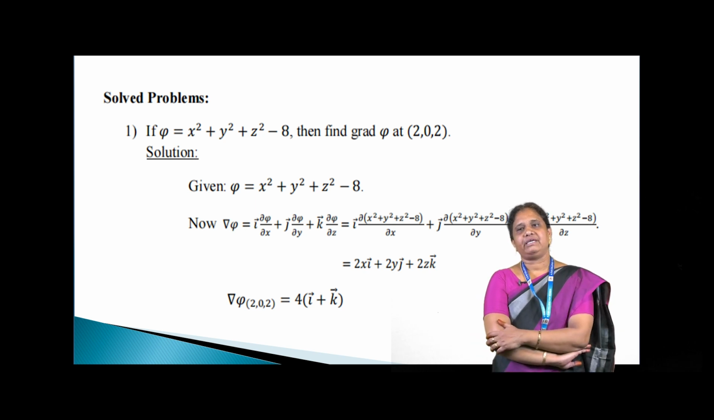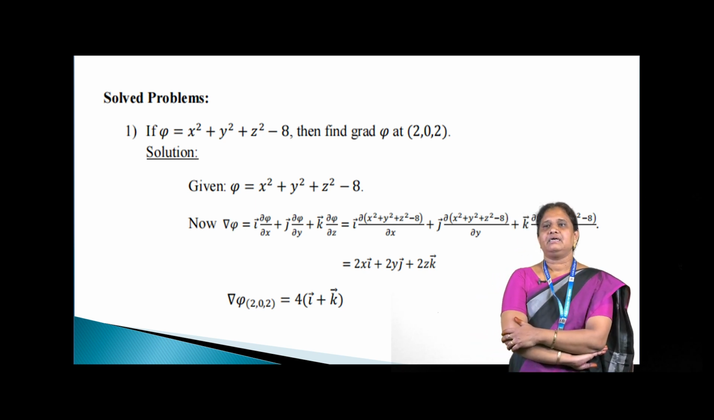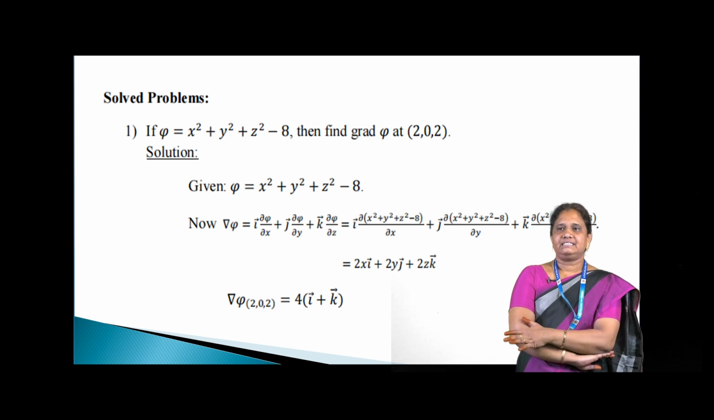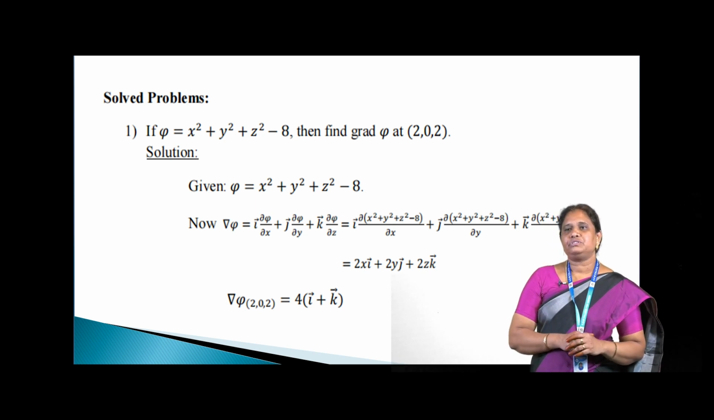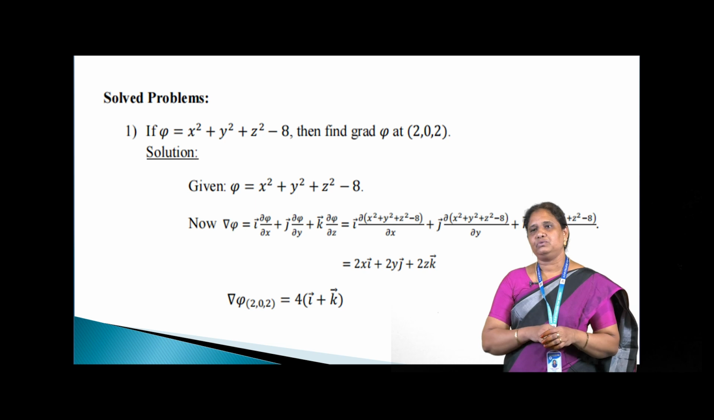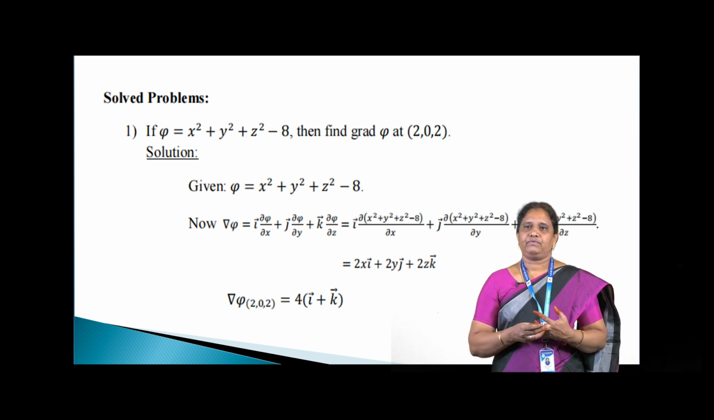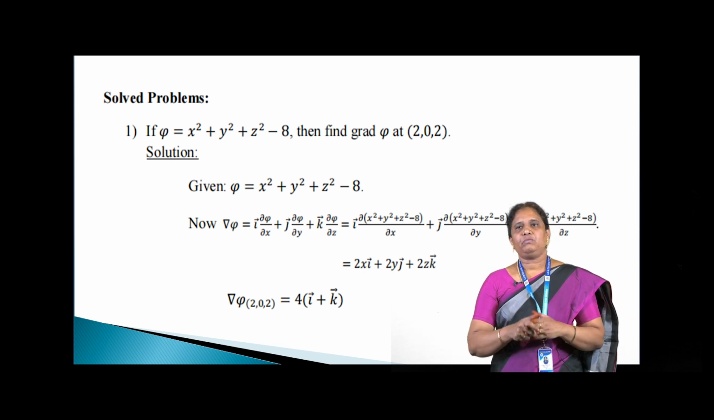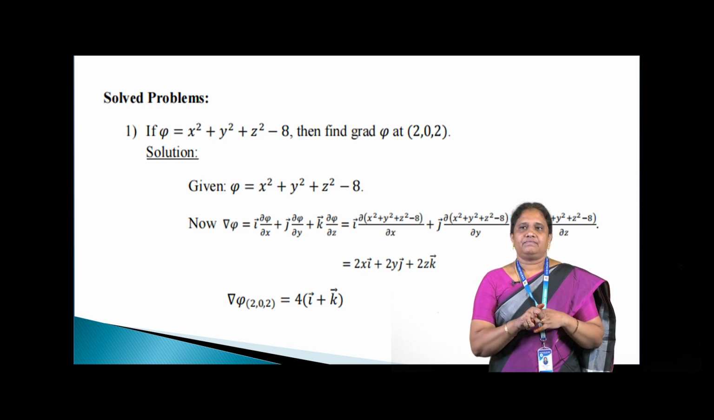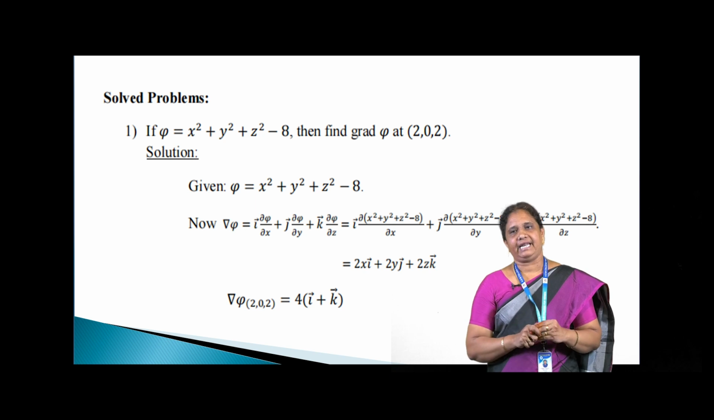Therefore, differentiating it, we get 2x i vector. Similarly, in the second and third terms, we get 2y j vector and 2z k vector. Therefore, del phi we have found. And one more thing we have to find: at the point (2, 0, 2), what is the value of grad phi?